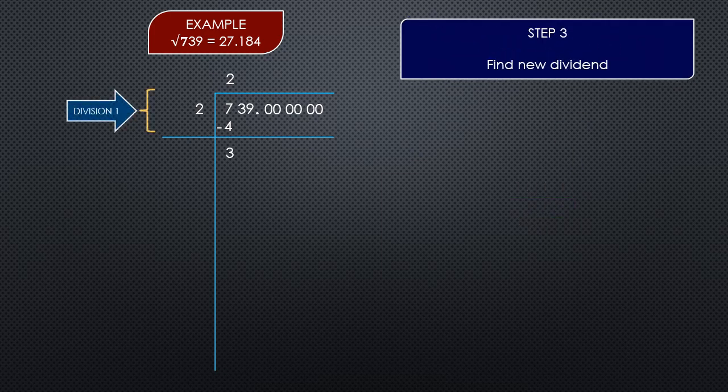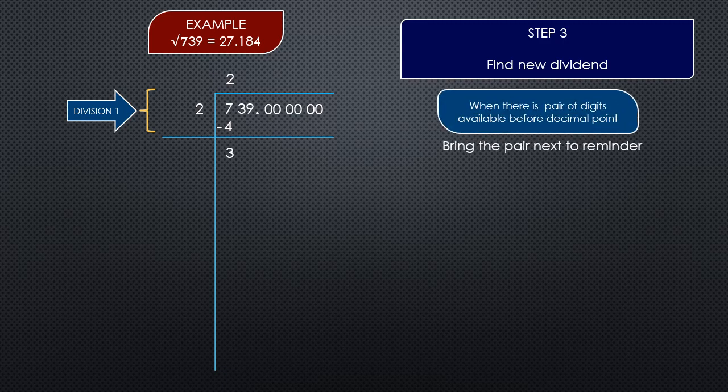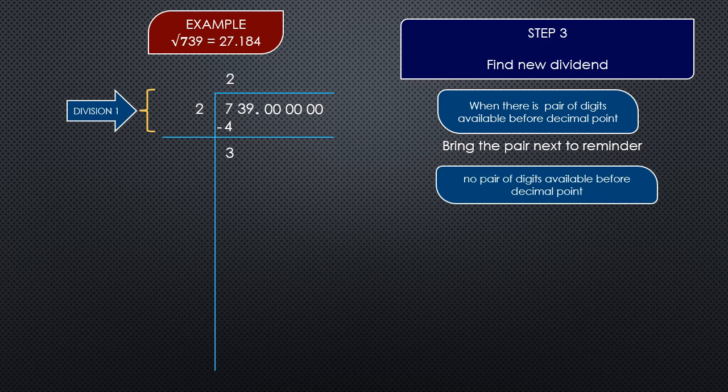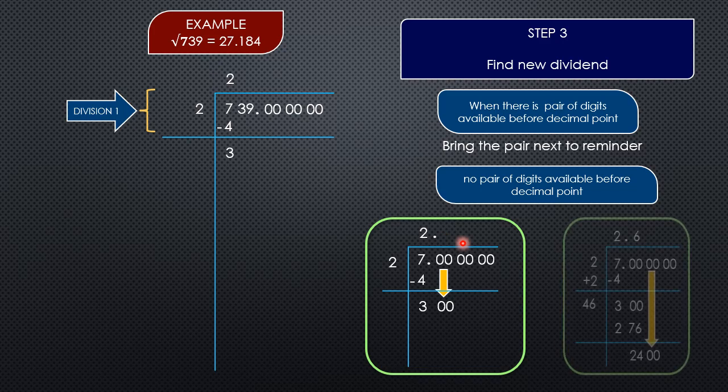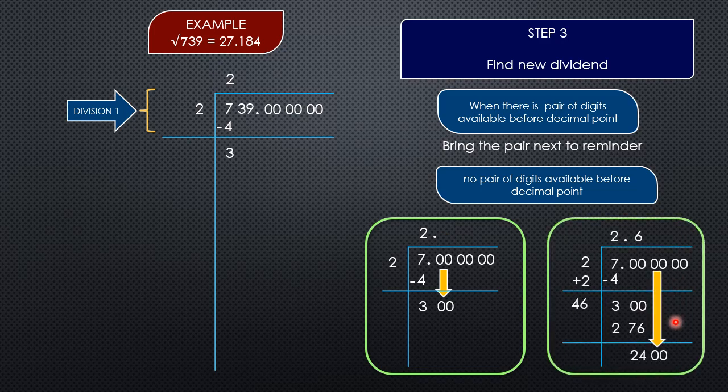The next step is to find the new dividend. Here we have two situations. When there is a pair of digits available before the decimal point, bring the pair next to the remainder. When there is no pairs of digits available before the decimal point, we have to bring the first pair of digits down, adding a decimal point in the quotient. But when we are bringing a second pair of digits down, there is no need to add the decimal point in quotient.